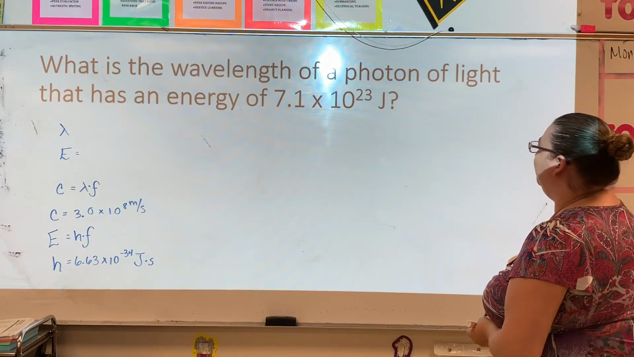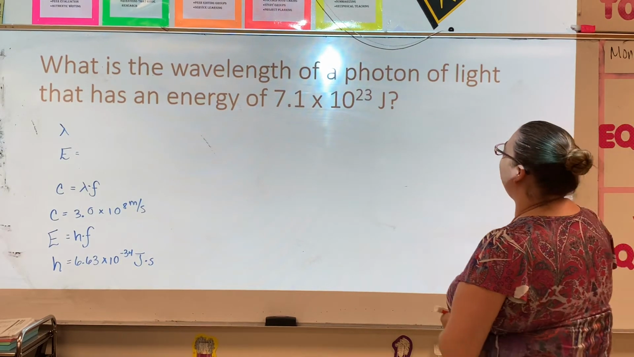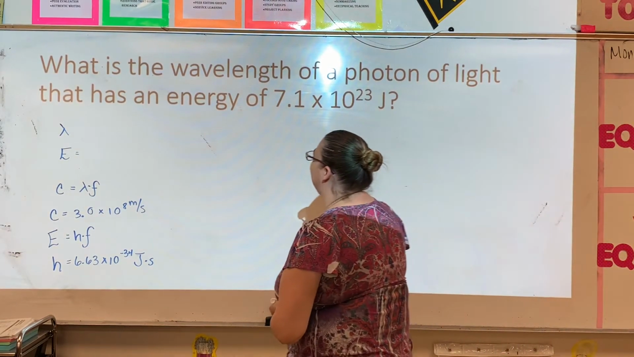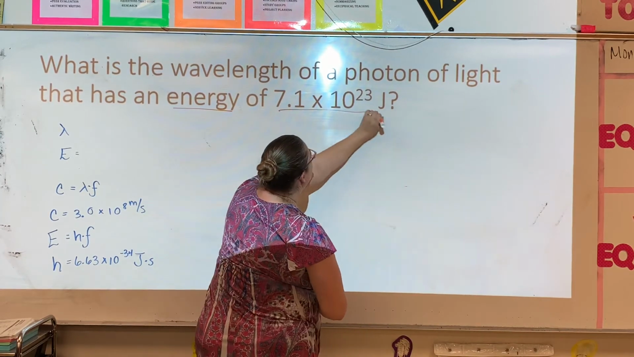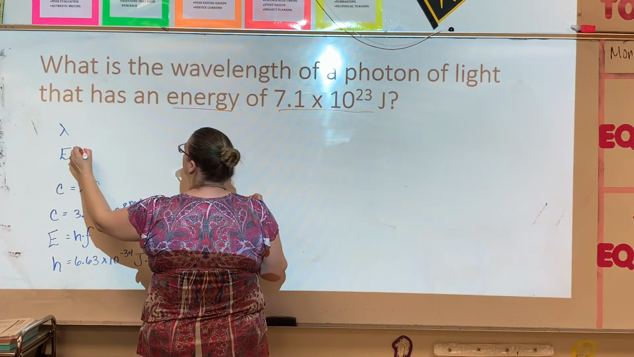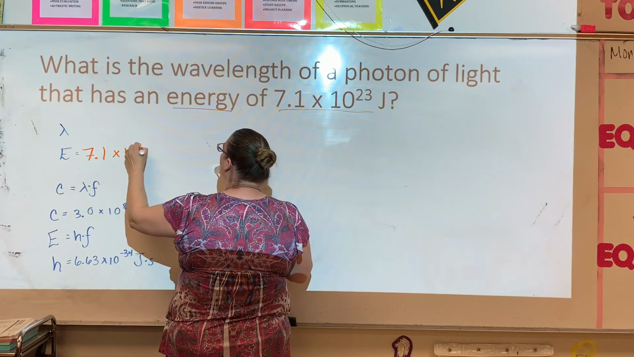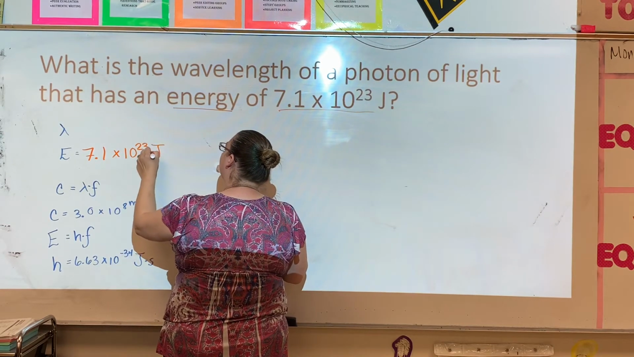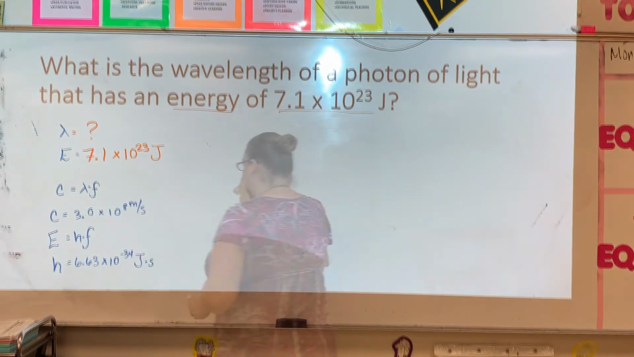What is the wavelength of a photon of light that has an energy of 7.1 times 10 to the 23rd joules? So in this problem, they've given us the energy of 7.1 times 10 to the 23rd joules, and they have asked us to find the wavelength.